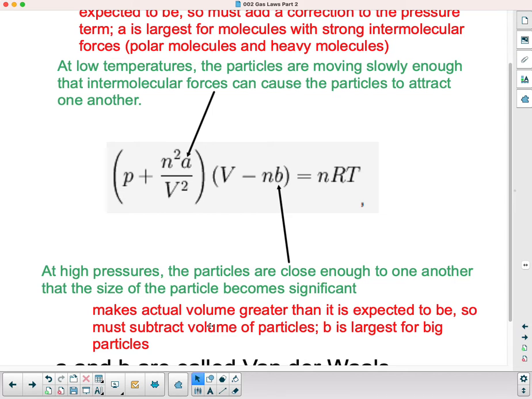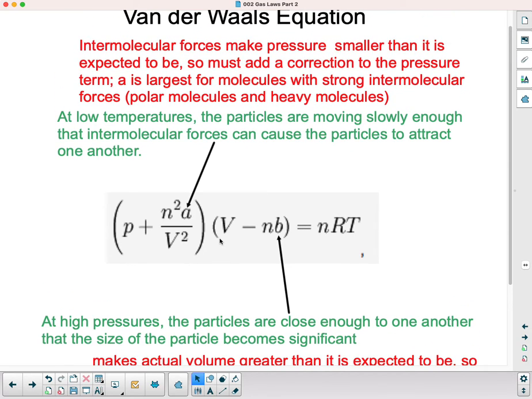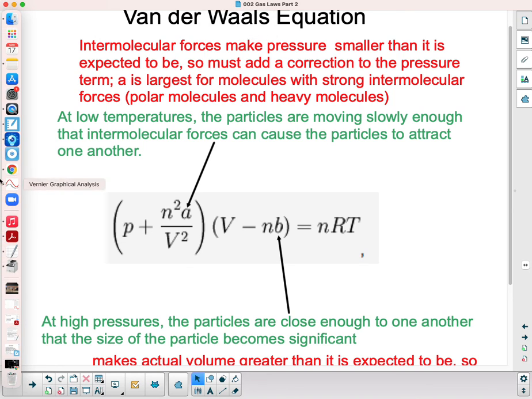For the purposes of this class, you need to know why the problems result. That as the temperature gets low, the pressure gets messed up because the particles are sticking together and not as many of them are available to hit the walls. And you need to know that as the pressure gets very high, that causes problems because the particles themselves start to take up some space. Okay, so that takes care of all of the things we need to take care of for that.